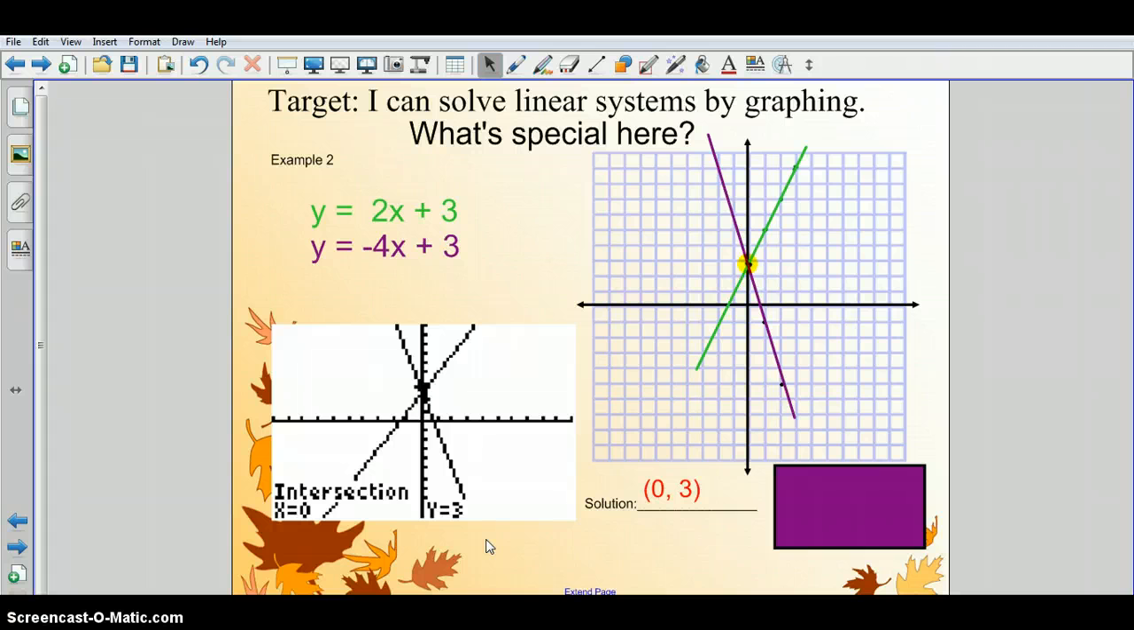So now you know how to check your answers on the graphing calculator after you graph linear systems and solve them on graph paper. You are now ready to try the practice.